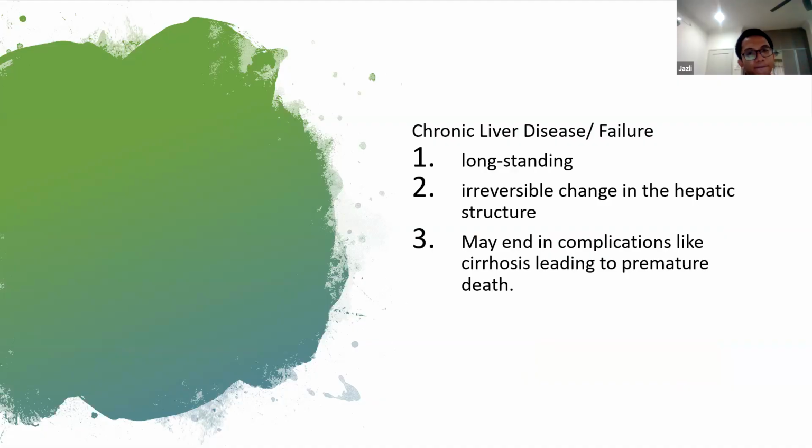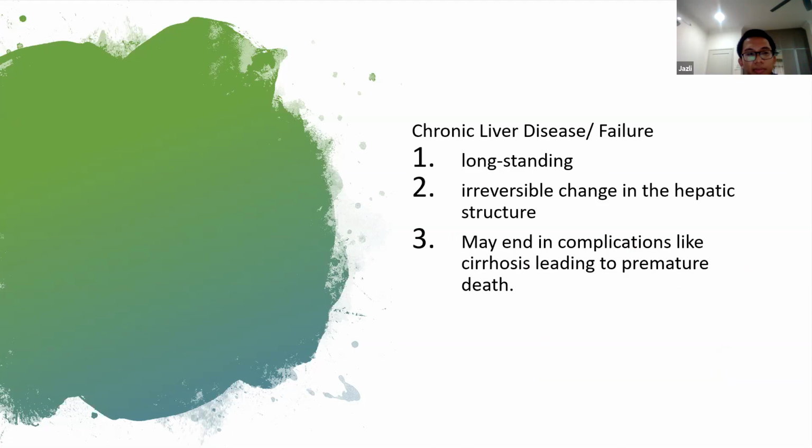So for chronic liver failure, you can see that this is defined as a long-standing, irreversible change in the hepatic structure, which may end in complications such as cirrhosis, and which leads to premature death. So one of the commonest causes of this chronic liver failure is infection, hepatitis B and hepatitis C. This is one of the commonest causes based on Sunflower.